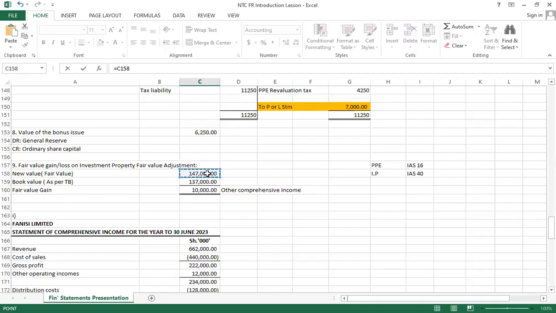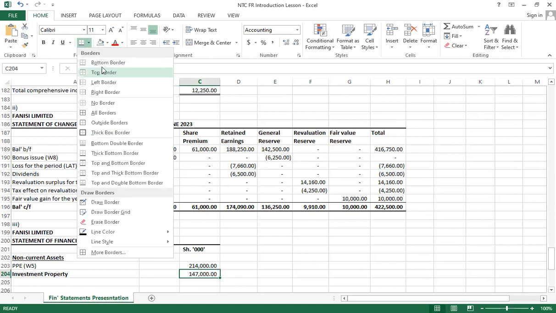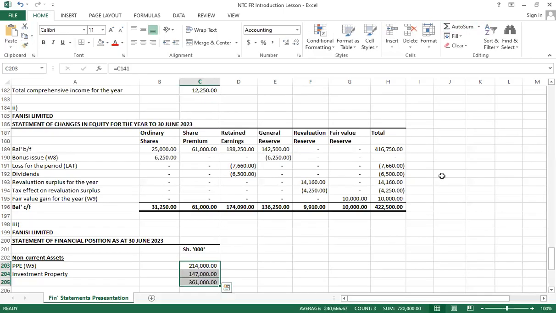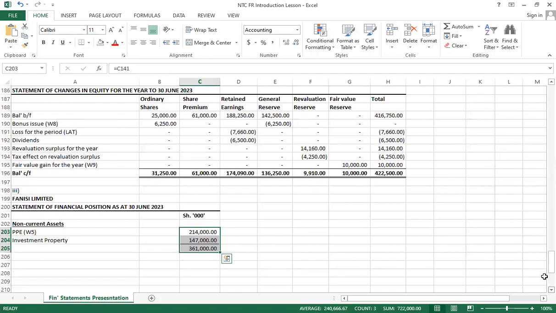I think that is all for the non-current assets, and so we can add them. There was no other non-current asset. Once you have summarized our PPE, there should not be very many. So that gives us about 361.